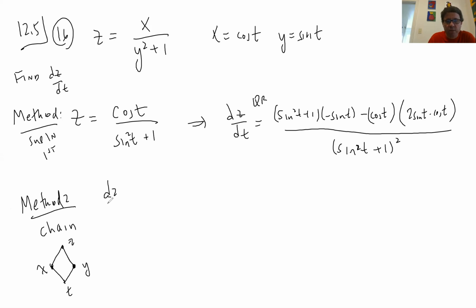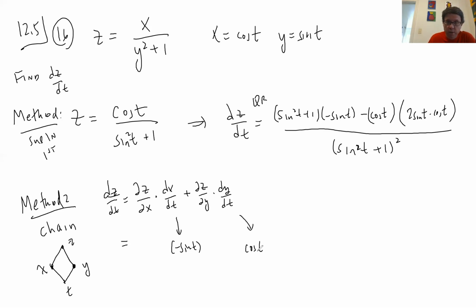And then the derivative of z with respect to t will be the derivative of z with respect to x times the derivative of x with respect to t, plus the derivative of z with respect to y times the derivative of y with respect to t. And so you just need to find these derivatives and substitute them in. The derivative with respect to t of x is pretty easy. That's just minus sine. The derivative of y is cosine. So what you need to do is find these two derivatives and multiply them in.